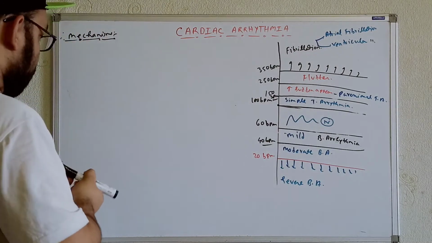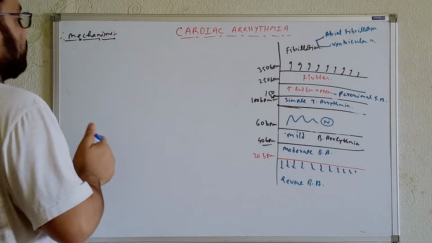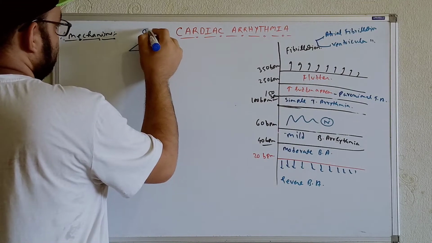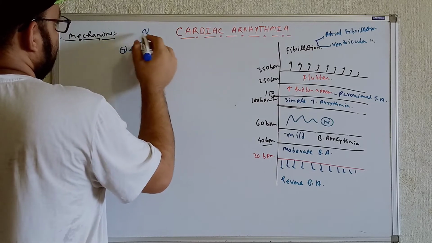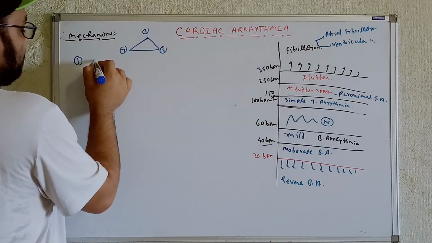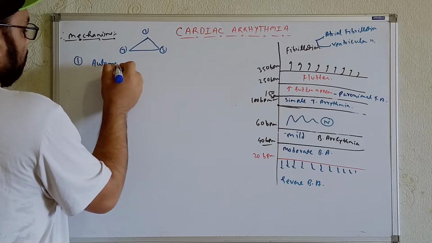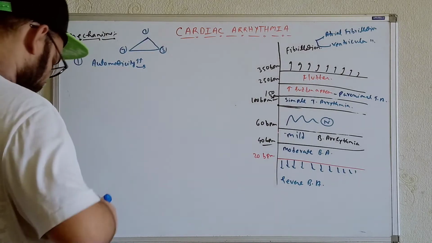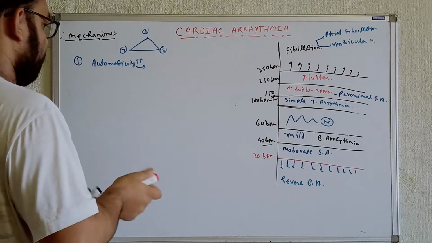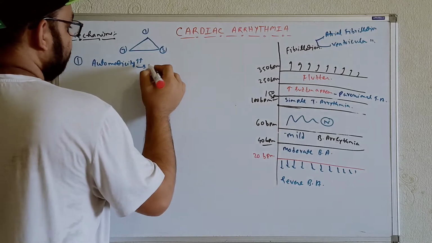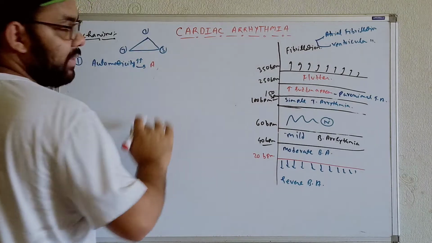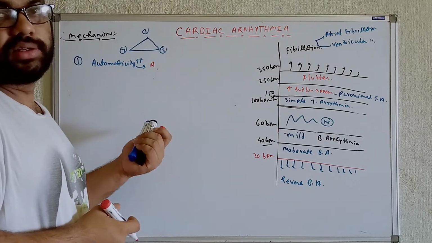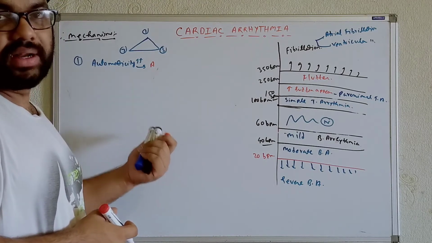First things first. Basically we get a triad of reasons for developing cardiac arrhythmia. The first thing over here, the second over here, the third over here. The first thing is increased automaticity. Now what is automaticity? Automaticity means if we get any kind of excitable tissue that can undergo depolarization spontaneously, that can undergo spontaneous depolarization.